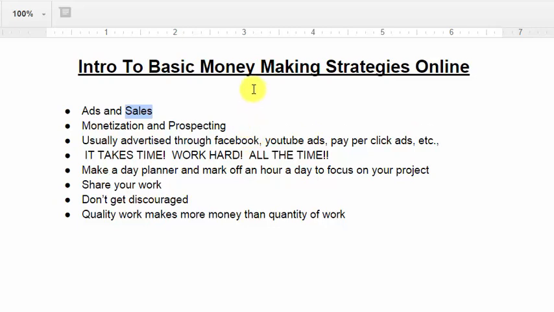So another word for advertisements and sales is monetization and prospecting, okay? So if you hear the words monetization or prospecting, that's what we're talking about, all right? We're talking about advertisements and sales. That's how you make money online, guys. Sales is very basic. It's just like eBay or Craigslist. You just post something, somebody who's interested buys it, the money is paid, and you give them their item. Very simple, okay? Advertisements are a little bit more tricky.